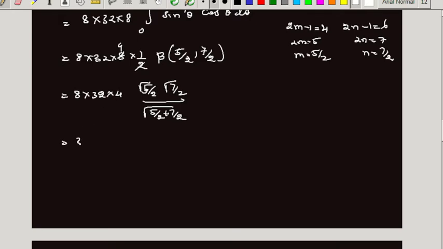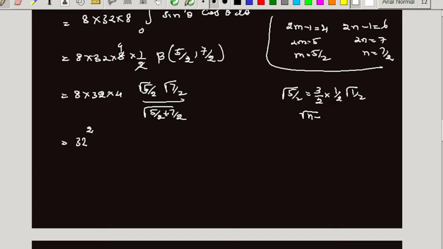8 4s are 32. 32 square is the gamma 5 by 2, we can write it as. So here we can do some of the simplification. Gamma 5 by 2 is nothing but, subtract this one by 1, we get 3 by 2. Subtract this one by 1, we get 1 by 2. And we must write gamma 1 by 2. So here we are doing the simplifying using the property gamma n plus 1 equal to n into gamma n.